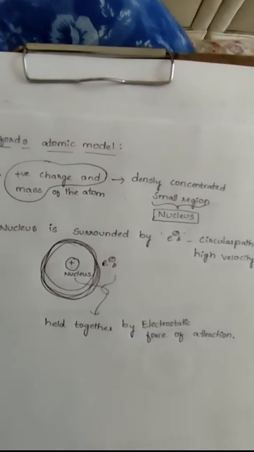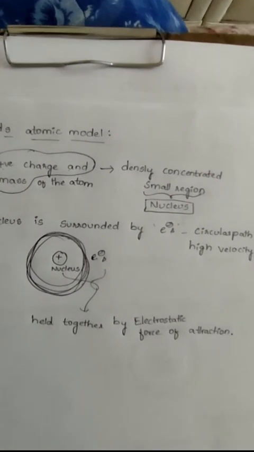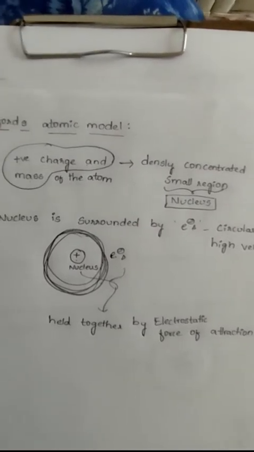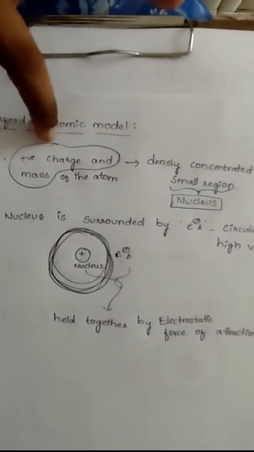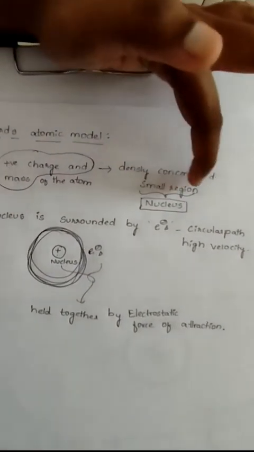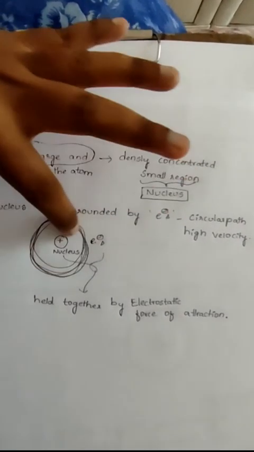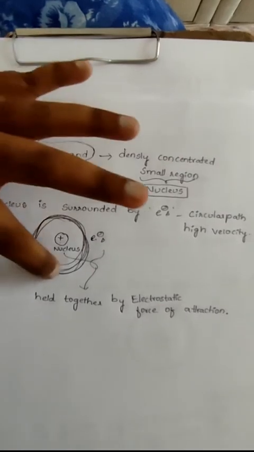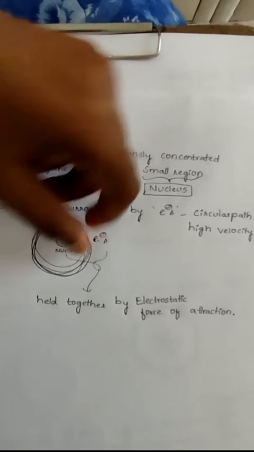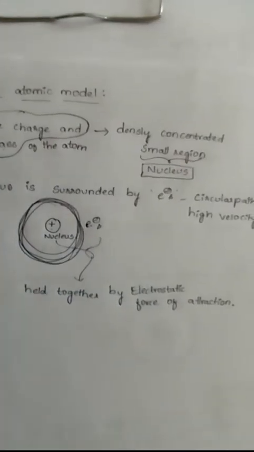So, in contrast to Thomson's watermelon model, Rutherford proposed a planetary, nuclear model of the atom, in which he said the positive charge and mass of the atom are densely concentrated in a small region called the nucleus, and this nucleus is surrounded by electrons which are moving in circular paths with high velocity. The nucleus and electrons are held together by electrostatic force of attraction.